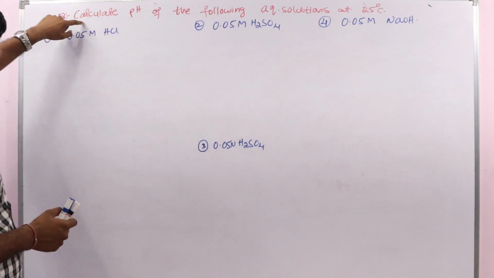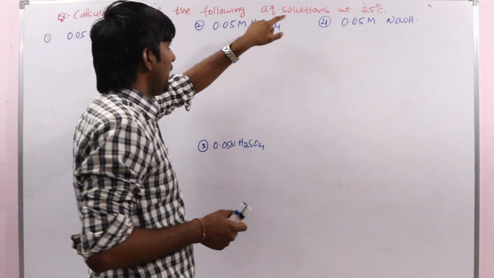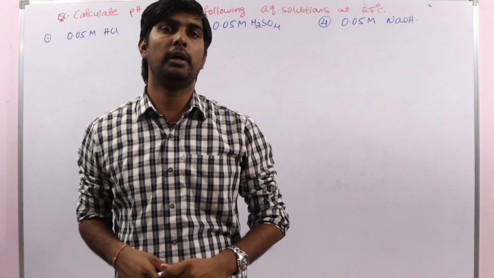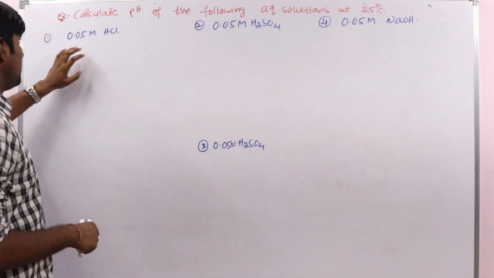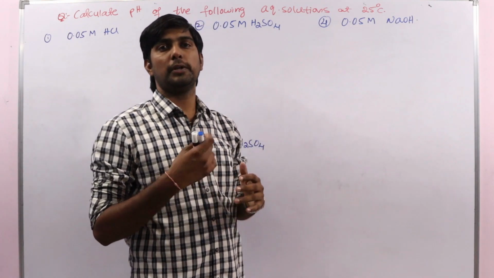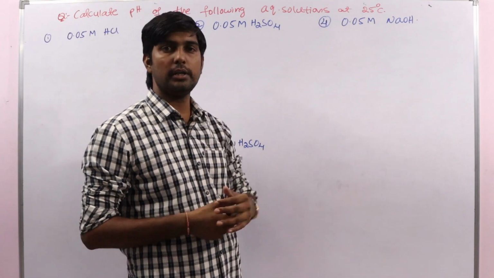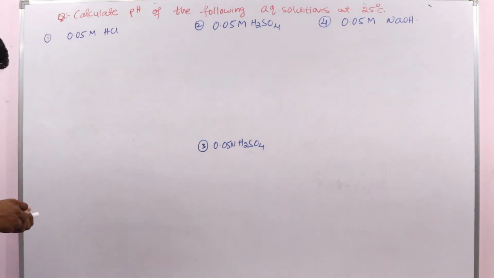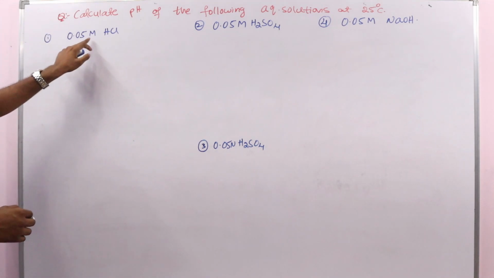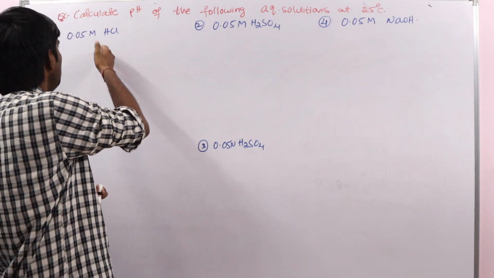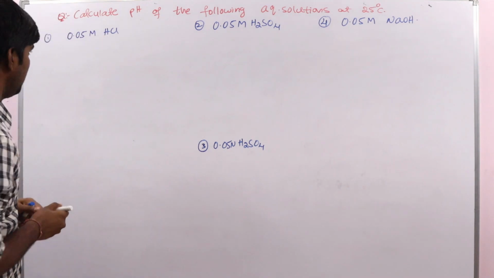Calculate the pH of the following aqueous solutions at 25 degrees centigrade. Here they have given some aqueous solutions and we have to calculate the pH for those solutions at 25 degrees centigrade. Now the first solution is 0.05 molar HCl. For this solution we have to calculate pH.